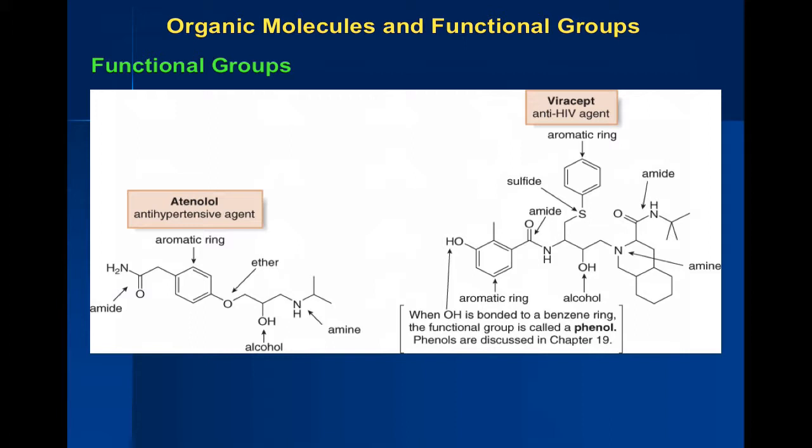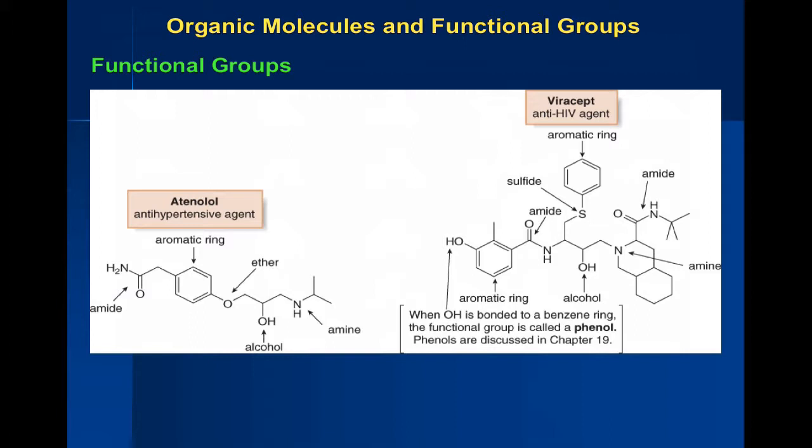So for example, if you look at this, you can clearly see we have an aromatic ring. That's the phenyl ring, right, that we talked about as being a functional group. We have an amide. What kind of amide is that? Primary, secondary, or tertiary? It's primary. We have an amine. What kind of amine do we have? That's a secondary. We have an alcohol. We have an ether.